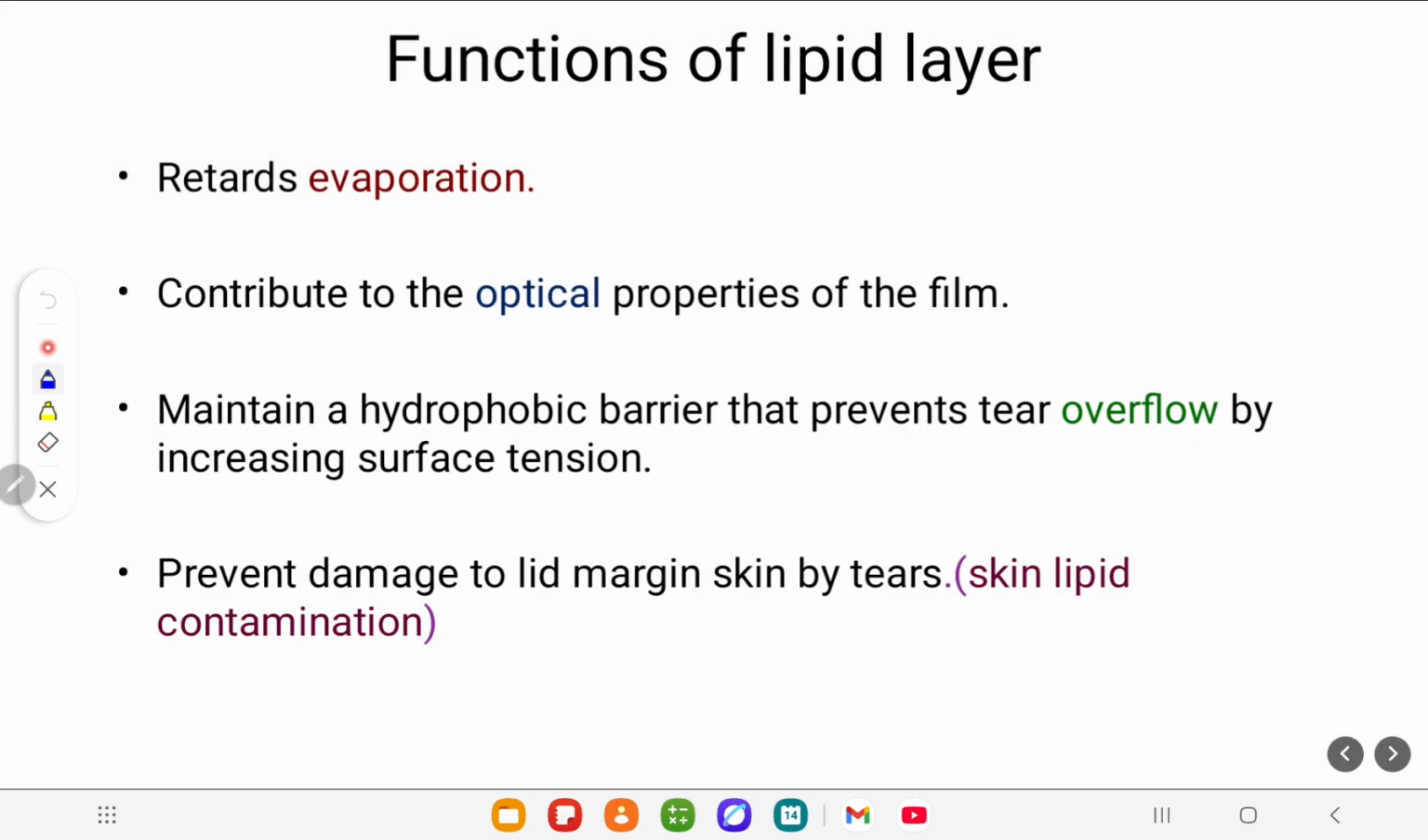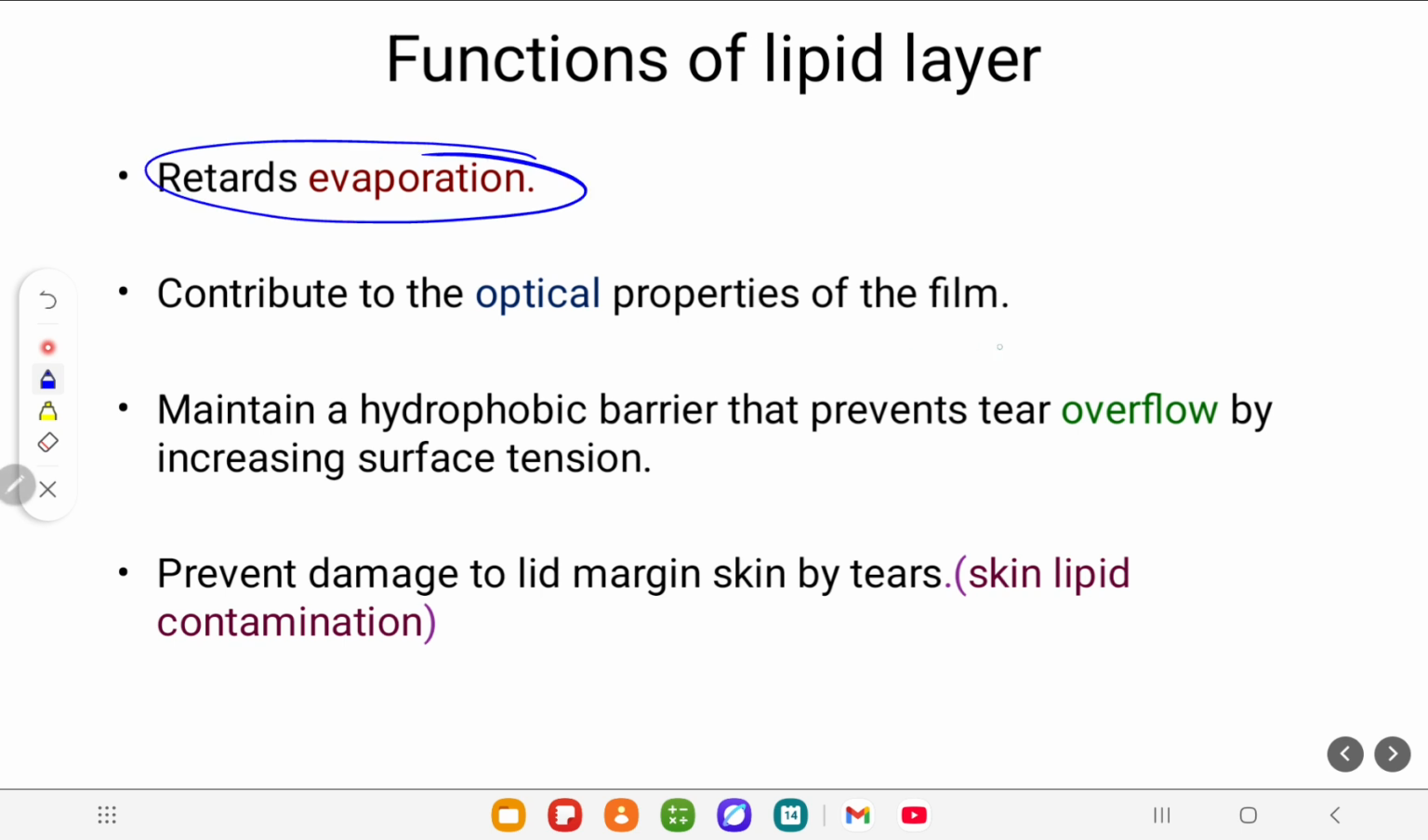I will talk about the functions in the last slides too, because in the last slides we're going to definitely talk about functions over 3 to 4 or 5 slides. But let's move with each layer's functions. So the main function of the lipid layer is to retard the evaporation of the aqueous layer. That's the main function.